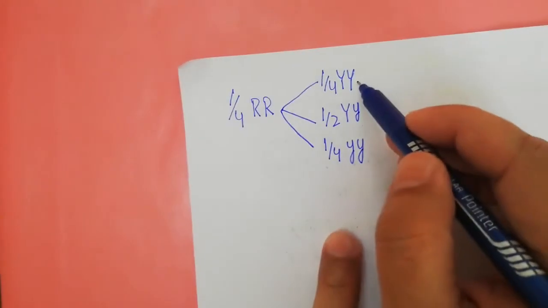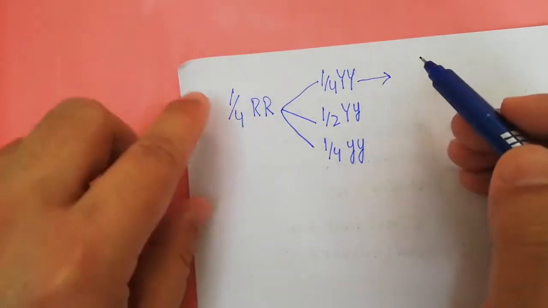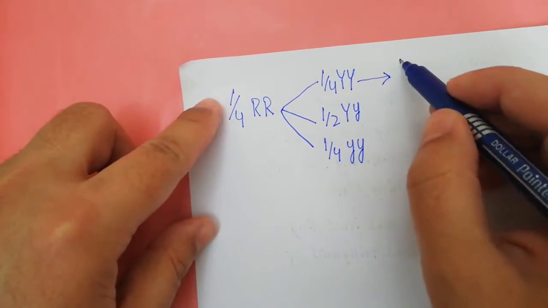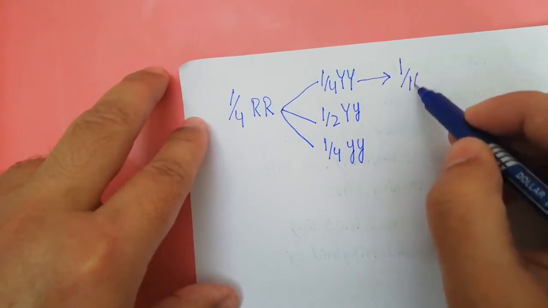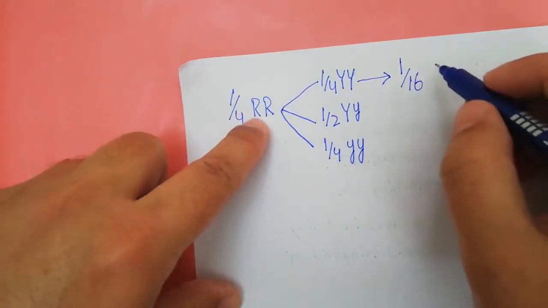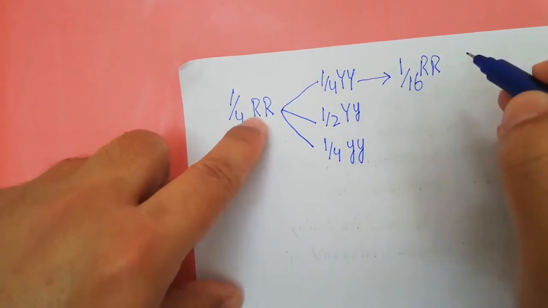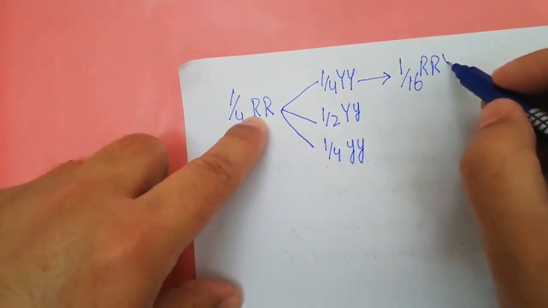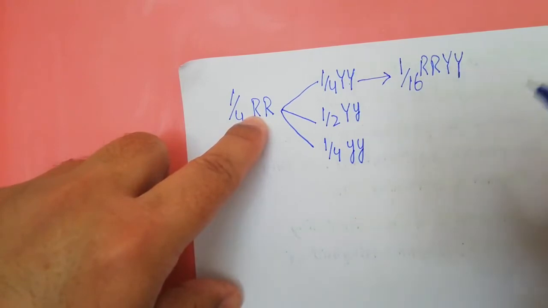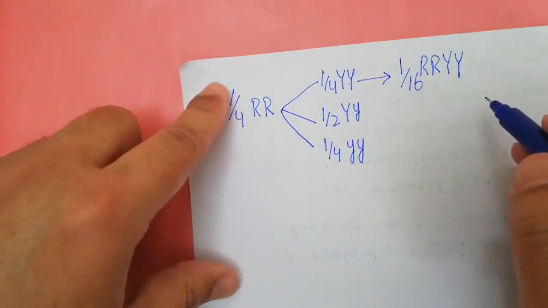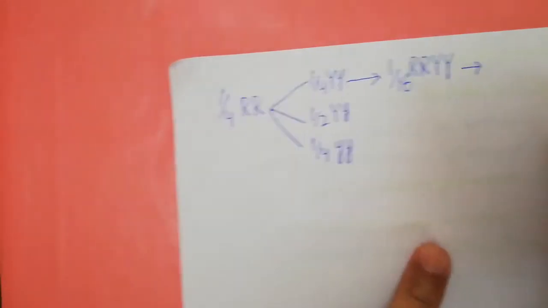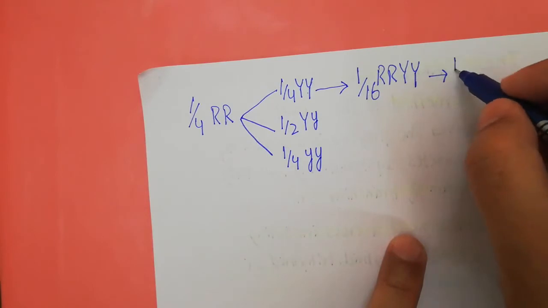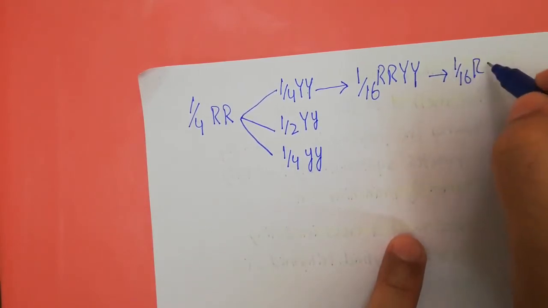Now you have to cross them. So if you cross this 1 into 1, that will be 1. If you cross this 4 into 4, that is going to be 16. And their genotypes will be, you have the capital R and the capital R from this particular parent, the capital Y and the capital Y from this particular parent. So this means that out of the total 16 that you make in the Punnett square, one of them will be capital R, capital Y and capital Y.